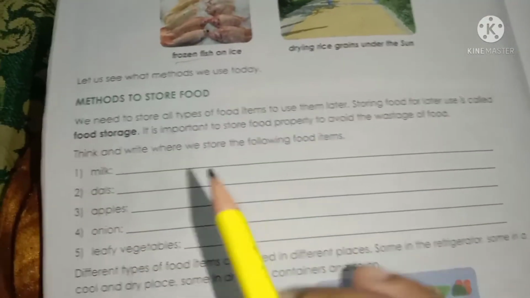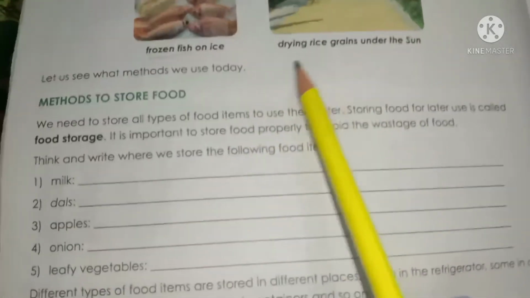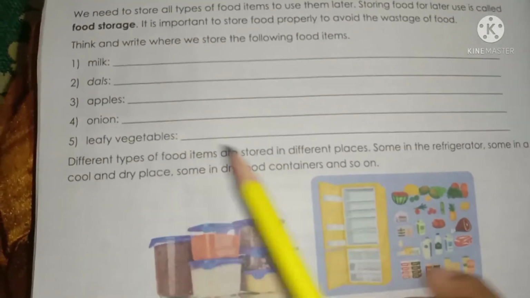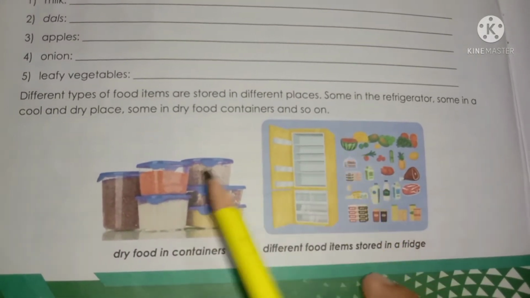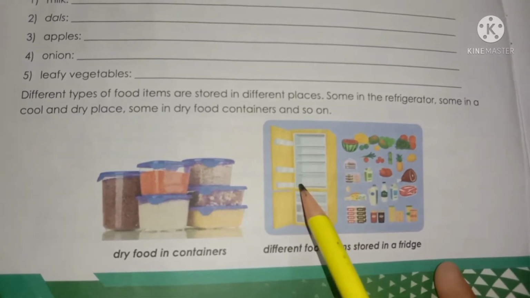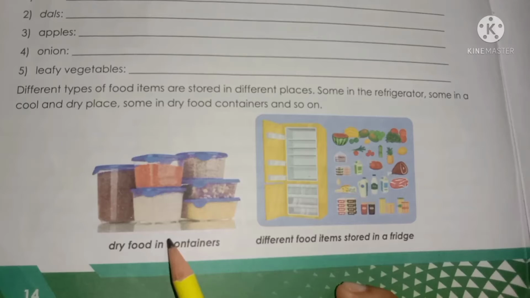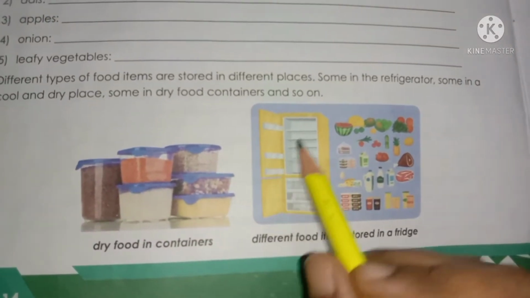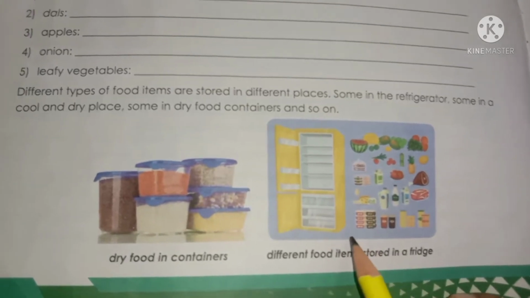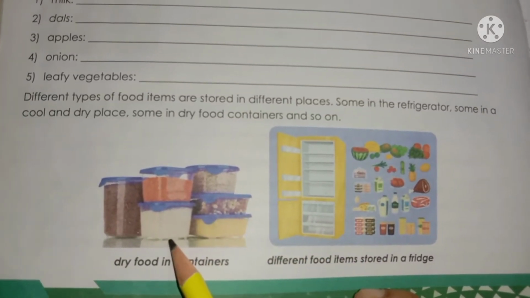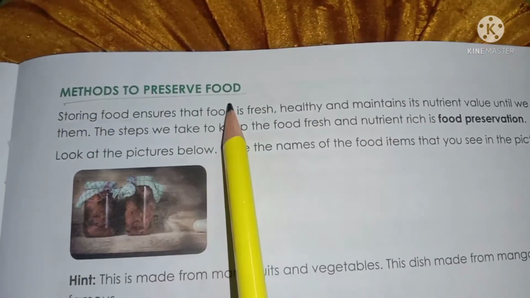Okay, so in olden days they did it like this. Today, what methods are we using? We store different types of food items in different places, like a refrigerator, some in a cool dry place, and some in food containers. Today in every home we have refrigerators. We store the food items in refrigerators or in dry containers. Okay, we can learn methods to preserve food, children.